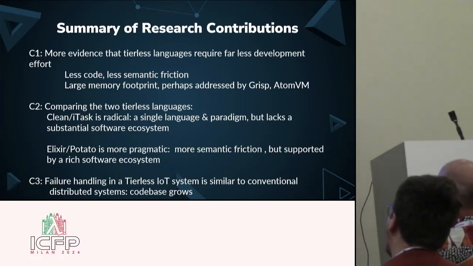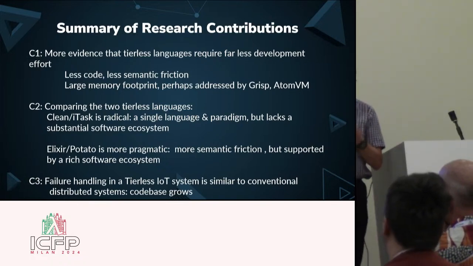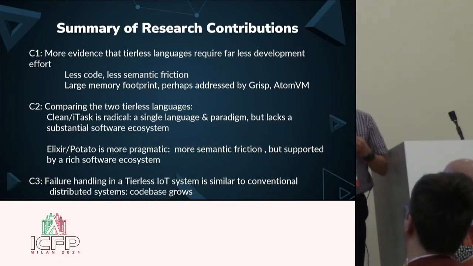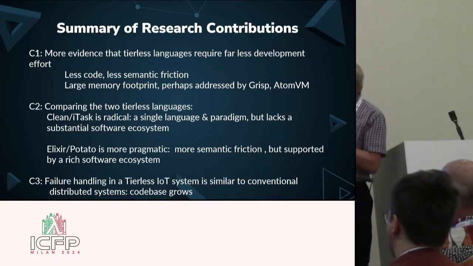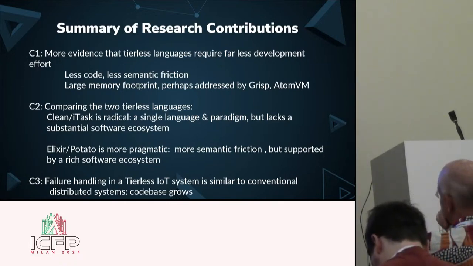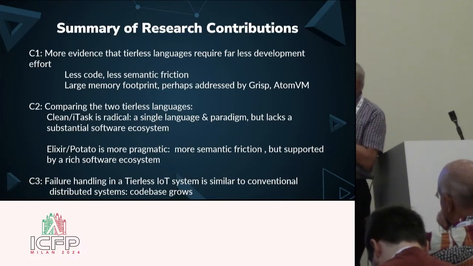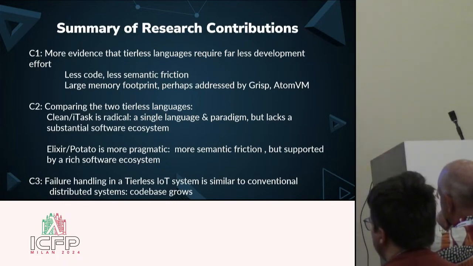There is a big memory footprint, but help is on the horizon. There are these systems, GRISP, AtomVM. Hopefully we can start running BEAM languages on small devices securely. As I said, we think Clean iTasks is pretty radical. Elixir Potato is very easy to use, given the library's help. And the failure management is unsurprising.